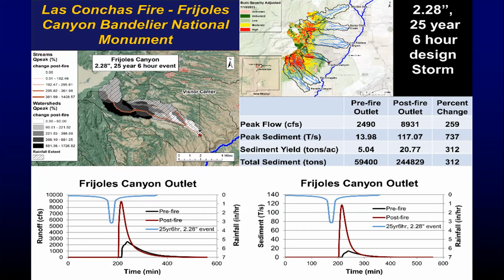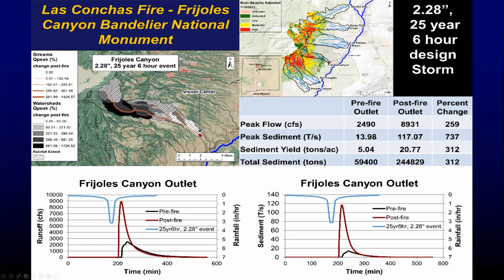So here's another fire, the Las Conchas fire in Frijoles Canyon at the Bandelier National Park. This was a large complex of fires and burned a number of watersheds in northern New Mexico coming off the Bandelier Plateau. So Frijoles Canyon is this one here. And you can see quite a large area of severe burn severity.